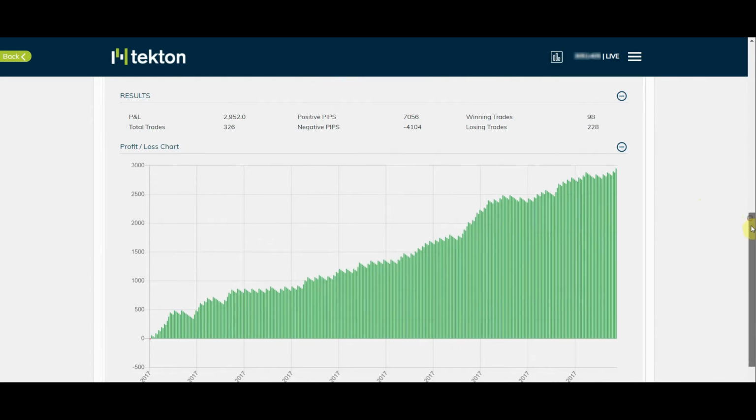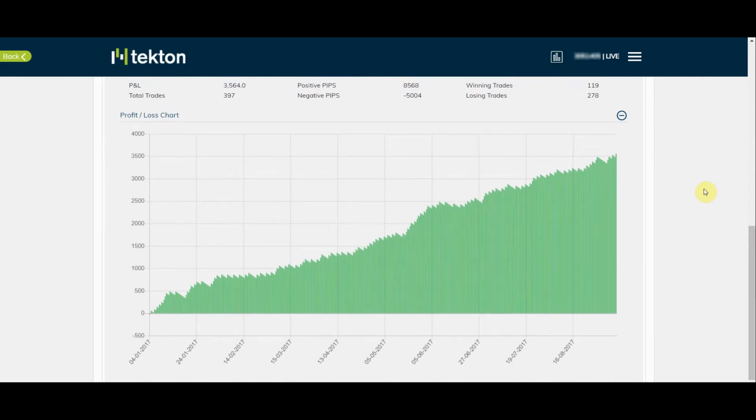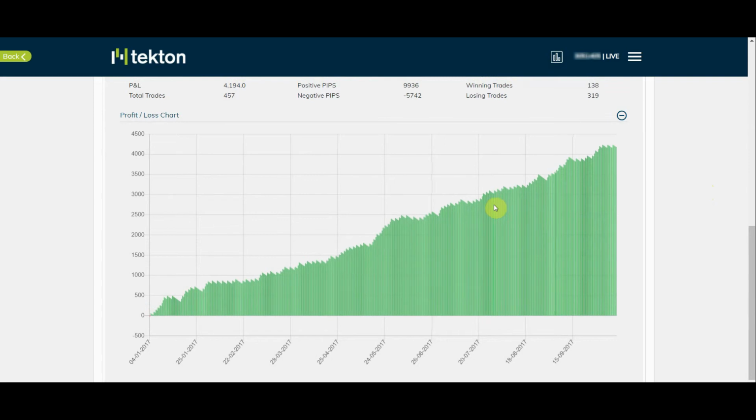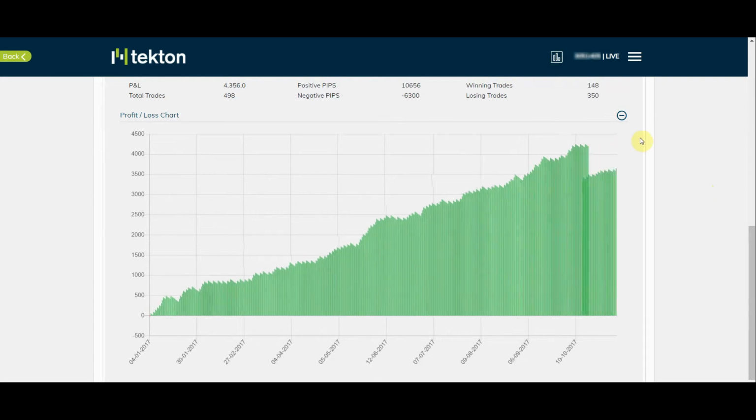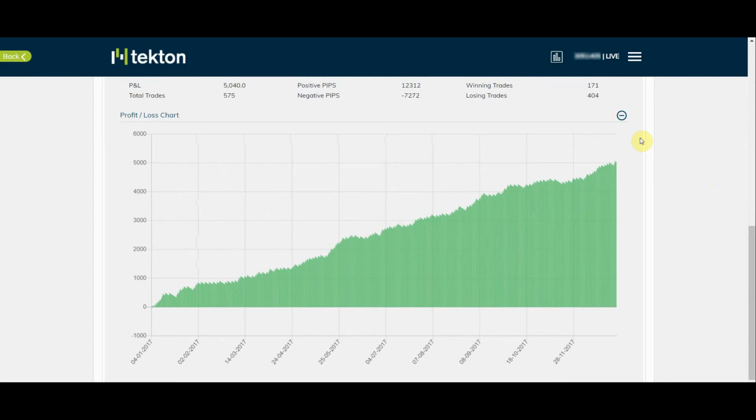Let me just scroll down so you can see that. So it's done 7 months, 8 months, and it's quite a profitable trading system in the time we've tested so far. Okay, up to October at the end of the year now, and we're up to 5,000 pips of profit. So 5,000 pips in the 1 year.